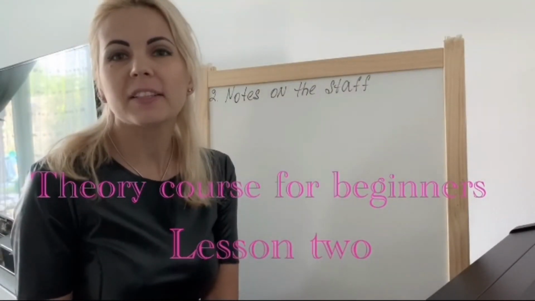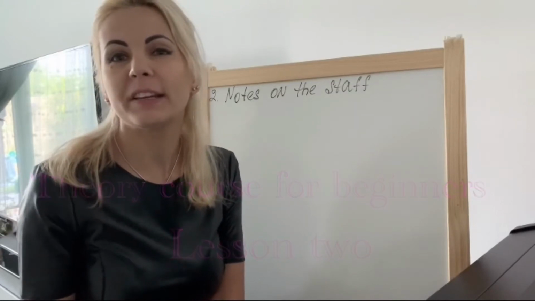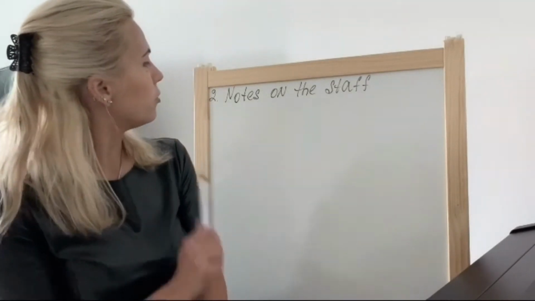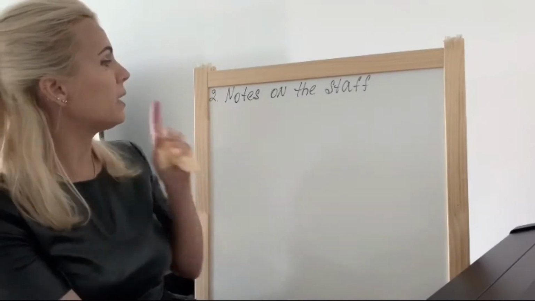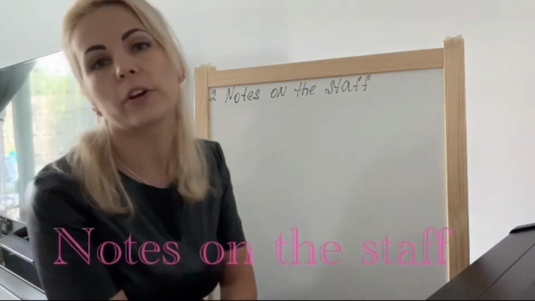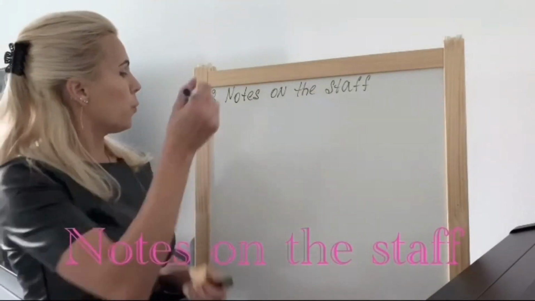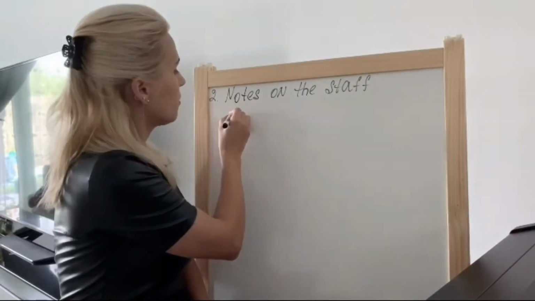My second lesson in the course Theory for Beginners. During this lesson, I will explain to you how to place notes on the staff and how to recognize them. So we have 5 lines.